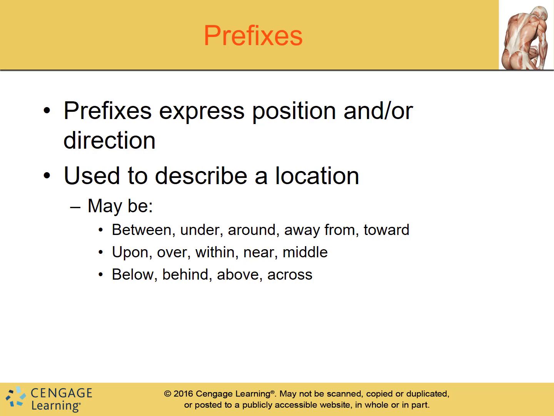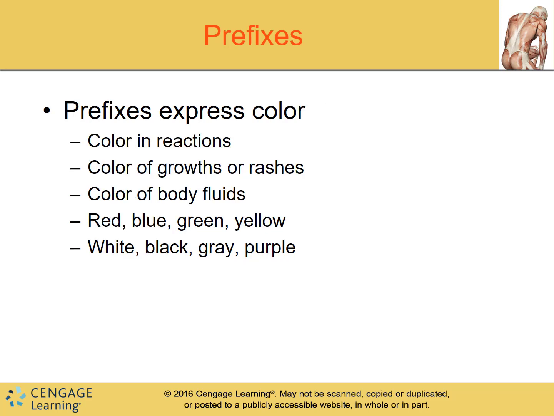Upon or over, so we got like supra or epi. Again, we did within, near, middle, meso is middle. Below, behind, above, across, so we have trans. Could also be peri, around, right? So we have different things there that can be used.